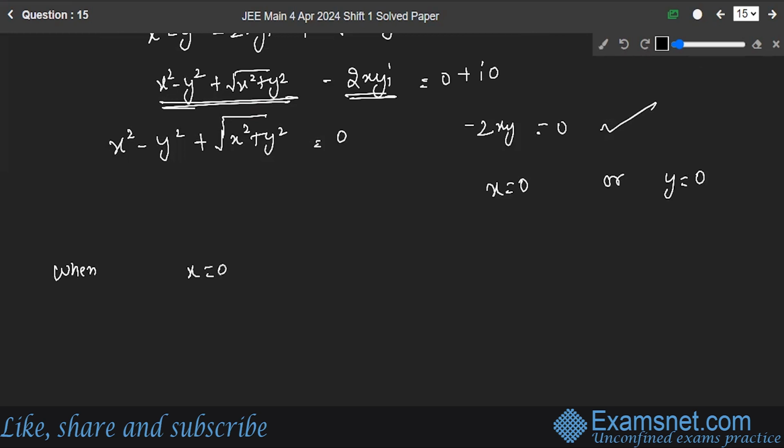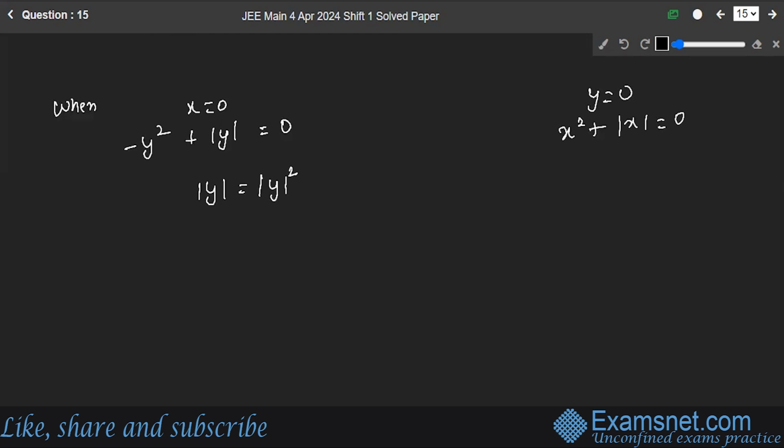When x is equal to 0 and when y will be equal to 0. You will have minus y square plus mod of y is equal to this, or x square plus mod of x is equal to 0. You will have mod of y is equal to mod of y square. So from here you will have that y is equal to 0 or plus minus 1 for sure.